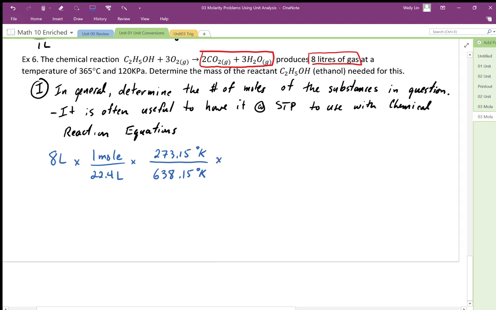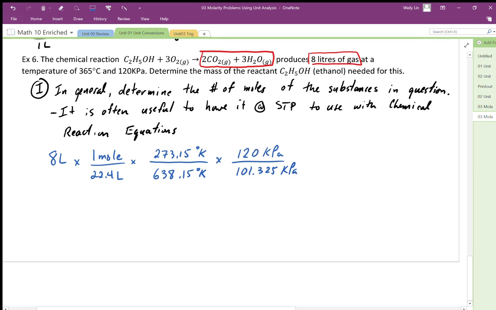And then I also need to convert this into 101.325 kilopascals. So that's going from 120 high pressure to low pressure, so I'm going to increase the volume. That means I need to make sure that my bigger number, 120 kilopascals, is on top and 101.325 kilopascals is on the bottom. So again, I've gone from a high pressure to a low pressure. That means the volume is going to increase, so I make sure my ratio reflects that.